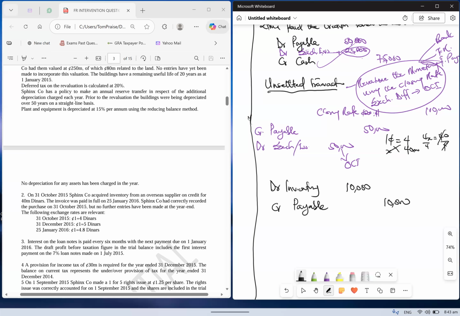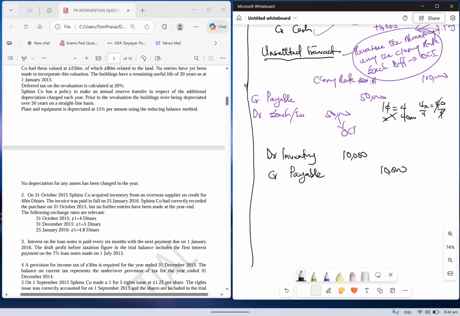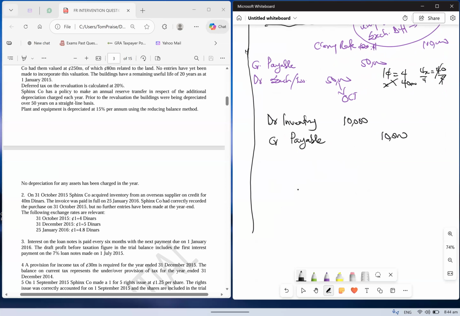Now, the next question you need to ask yourself is, was it paid? The invoice was to be paid in January 2016. Our year ends in December 2015. So as far as December 2015 is concerned, this transaction was not paid. So if it is not paid, what was the rule? If the transaction is unsettled, what is the rule? Revalue the monetary amount using the closing rate. So let's revalue it.